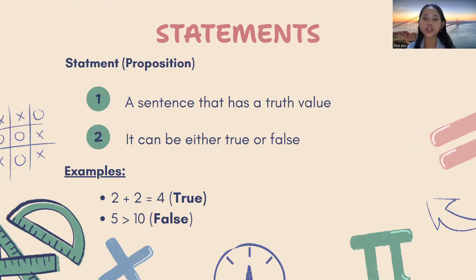A statement, also called a proposition, is a sentence that has a truth value. This means it can be either true or false. For example, 2 plus 2 equals 4 is true, while 5 greater than 10 is false.